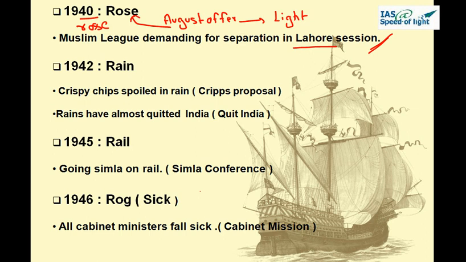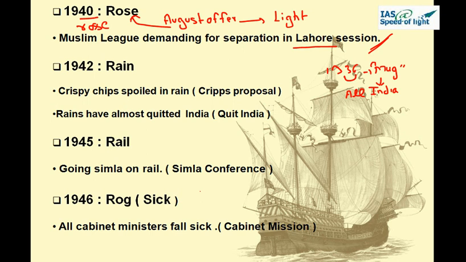That is rose. Another year which we left in between is 1936. That is MG, or mug. We want to relate it with the formation of the All India Kisan Sabha. Now you can relate All India Kisans, the farmers, with mugs.